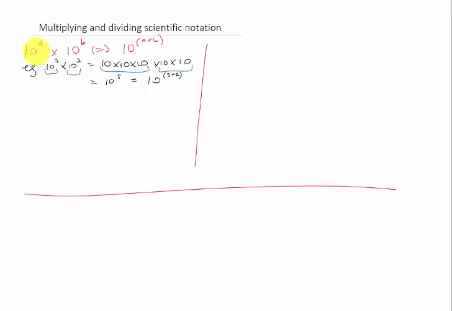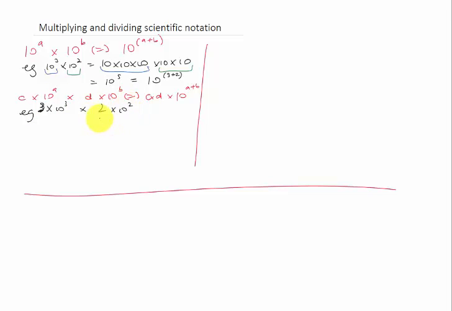How about if we now have a number in proper scientific notation, not just a power of 10? We'd write that as C times 10 to the power A times D times 10 to the power B. So we just multiply these coefficients together, C times D, and then again we add together the exponents: 10 to the power A plus B. Again, let me show you an example. If we've got 3 times 10 to the power 3 times 2 times 10 to the power 2.